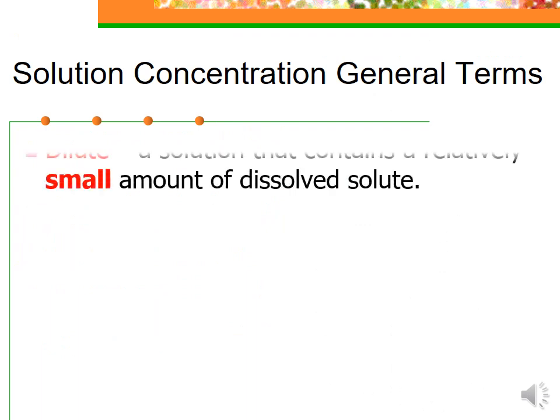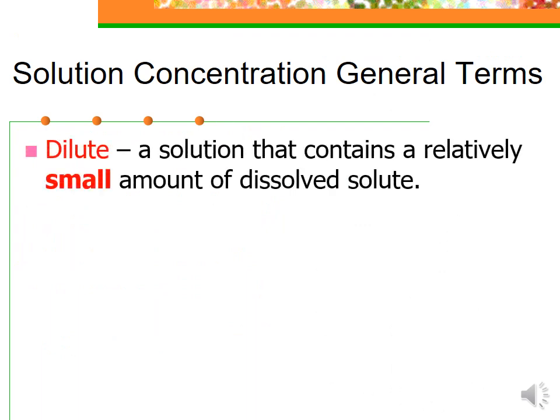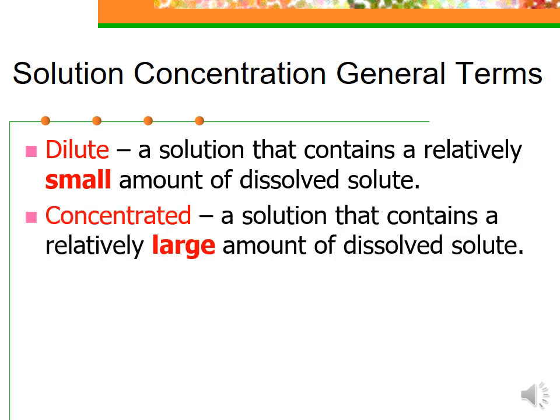So solution concentration, some general terms. You hear these a lot. These are terms you're probably familiar with. We have dilute, so a solution that contains relatively small amounts of the dissolved solute. So maybe we only put a pinch of salt in the water. That might be dilute. Whereas if we put 3 tablespoons of salt in the water to dissolve, that would be concentrated. So it's a solution that contains a relatively large amount of dissolved solute.